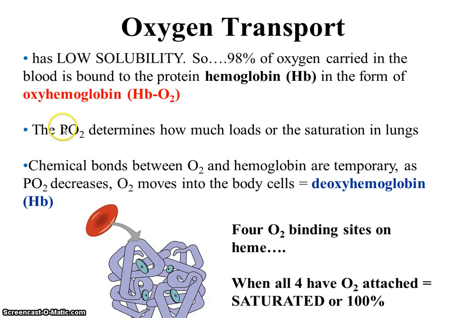If you go to an area that's depleted in oxygen, or a higher altitude where the pressure is less, it's going to be harder to load. In other words, it's harder to move the oxygen in because partial pressure, or amount of oxygen, between these compartments is important. The chemical bonds between oxygen and hemoglobin are temporary.